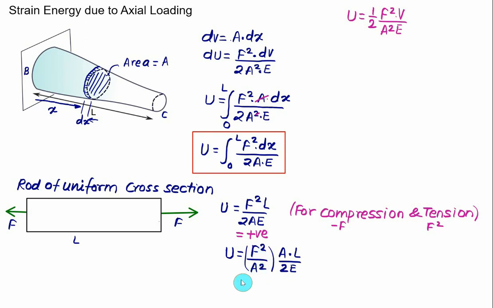So F square divided by A square is nothing but stress. So strain energy you can calculate in the form of stress as 1 by 2 times normal stress square, and A into L is the same as volume V, divided by the Young modulus. So if you have the value of the force, you can use the first equation, and if you know the value of the stress, you can use the second equation.